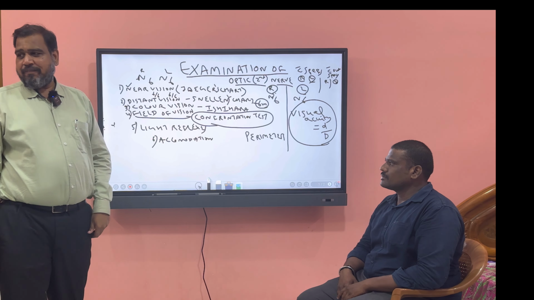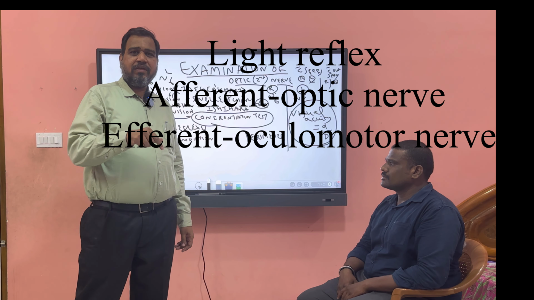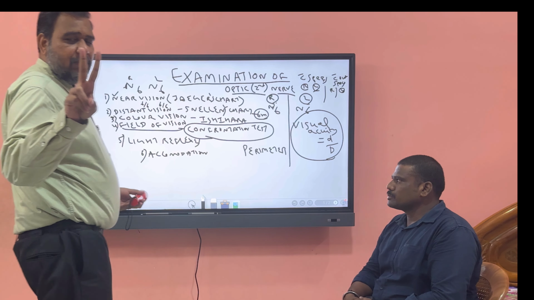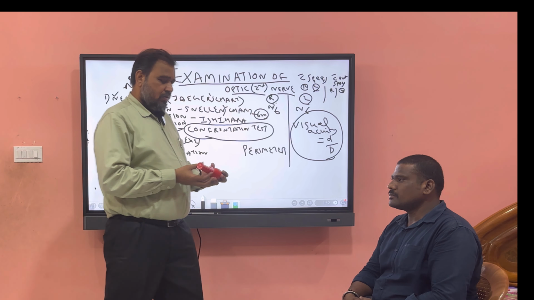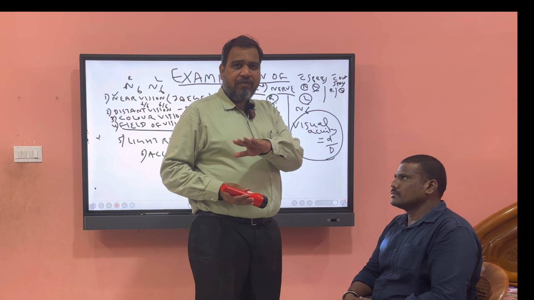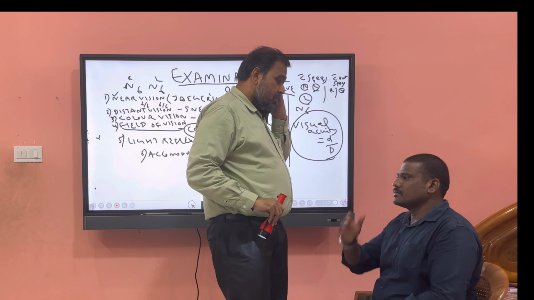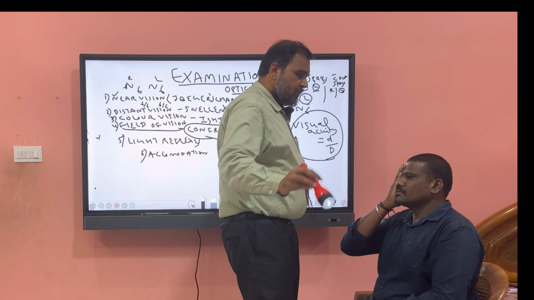Light reflexes are there. As I told in the beginning, for the light reflex, afferent is the optic nerve, efferent is the oculomotor nerve. Light reflex has 2 types: direct light reflex and indirect light reflex. So always when you are doing light reflex, we have to come from the side. Coming from the front is wrong. So now I am doing the direct light reflex for the left eye. So come from the side.